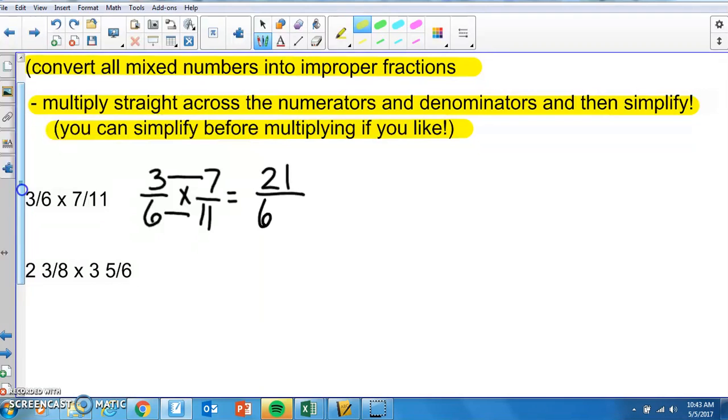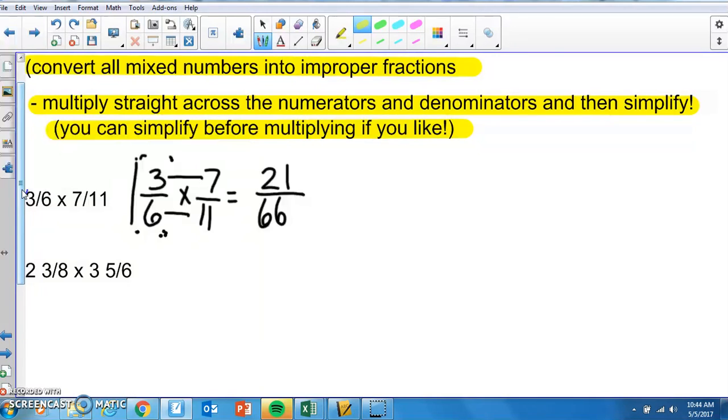6 times 11 is 66. And then I want to look to see if it can simplify. Actually, let me go back to this problem. This part would simplify, and I could have simplified that, so I'm sorry, I should have possibly simplified it, but it doesn't matter. You can simplify it before you multiply or after you multiply.